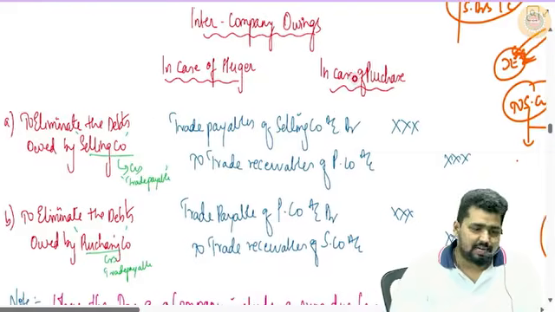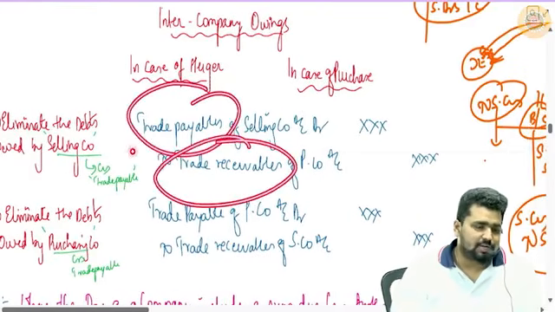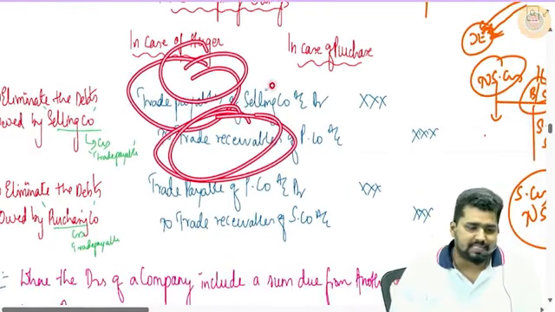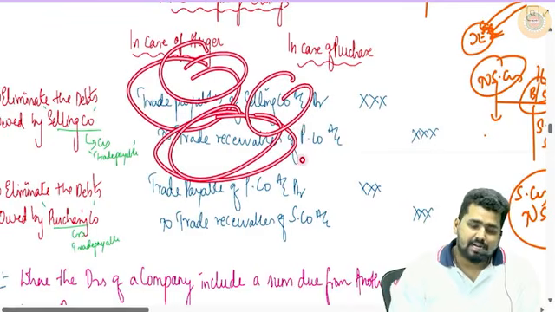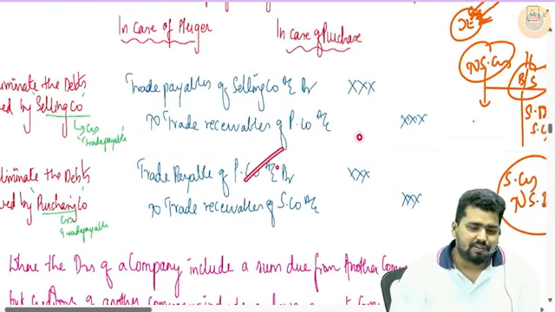The journal entries, what is that? Creditors account debit to debtors account, trade payables account debit to trade receivables. It can be any company's trade payables or trade receivables. Clear? Point number 1.